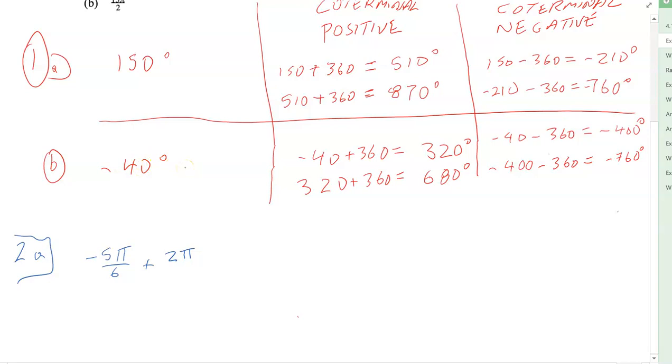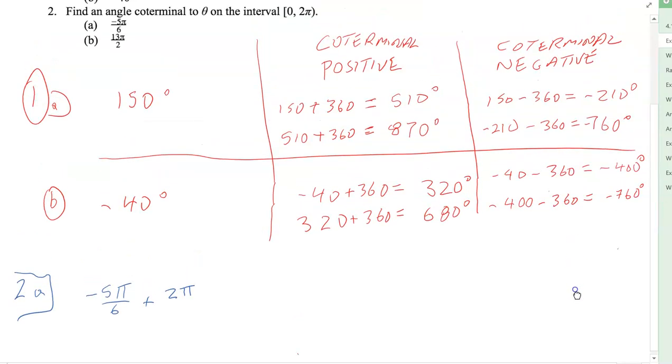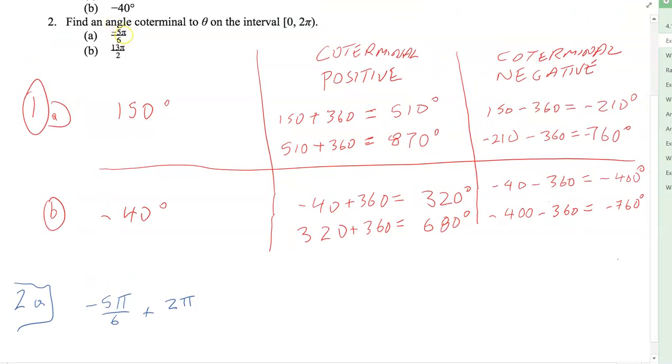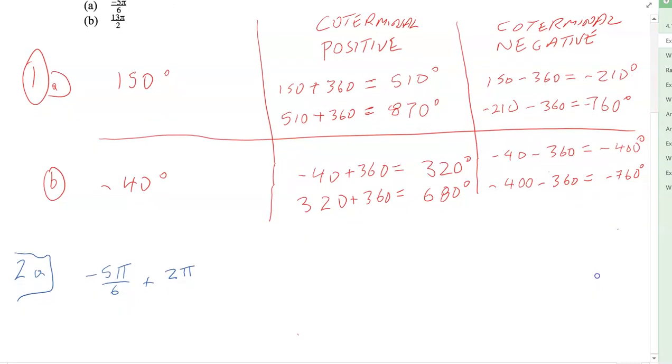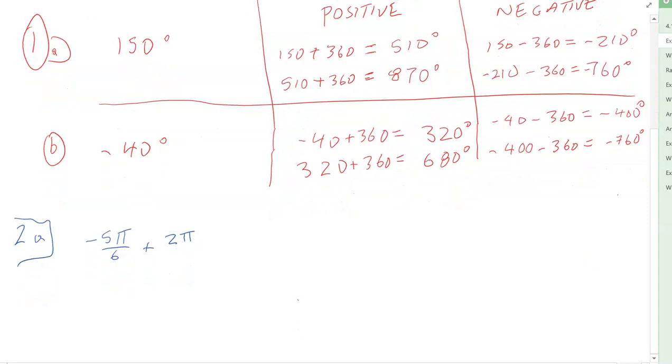Now, number 2, we're asked to find a coterminal angle to these angles, negative 5 pi over 6 and 13 pi over 2 in this interval, which means that they are both going to be positive and be restricted to between 0 and 2 pi. Now, how do you find coterminal angles between 0 and 2 pi then? Because negative 5 pi over 6 is a negative angle, we want to add. Since we want to get a positive angle, we're going to add 2 pi.